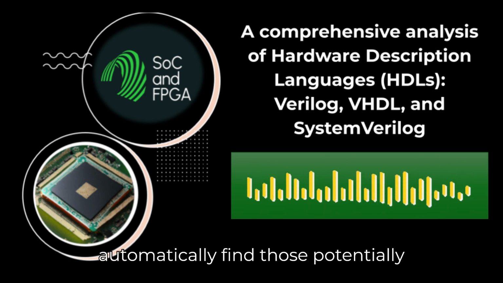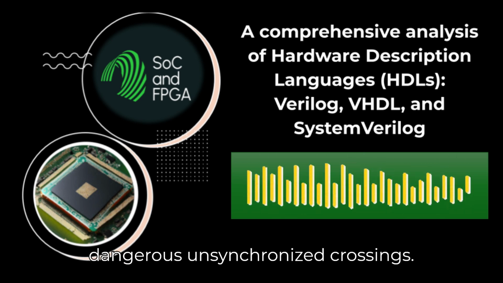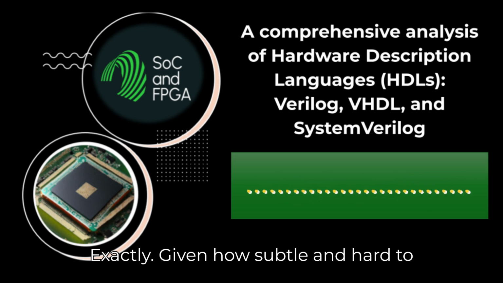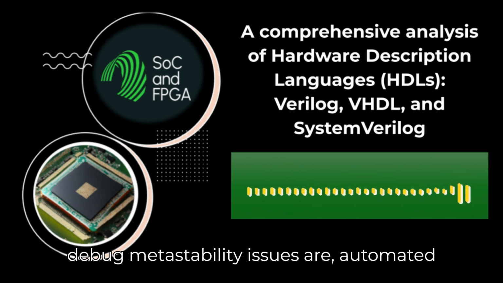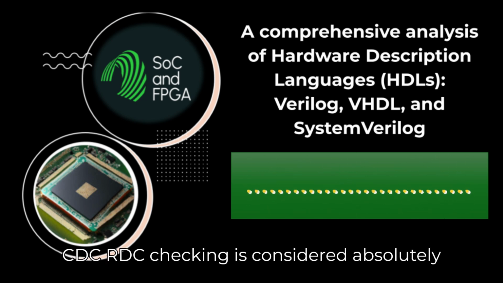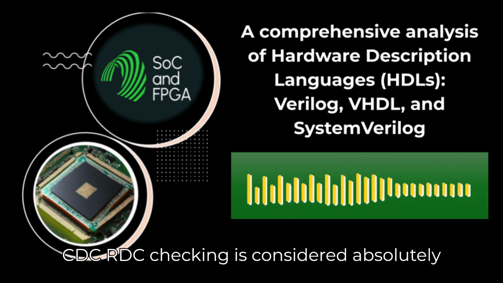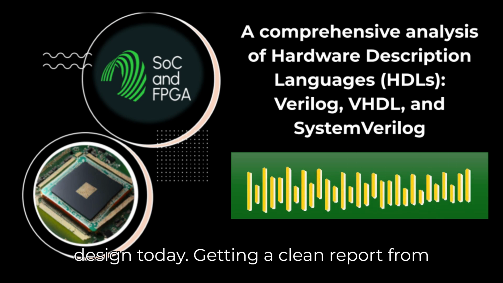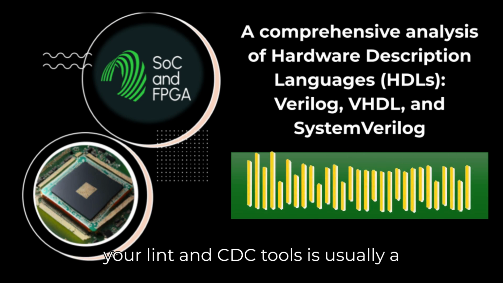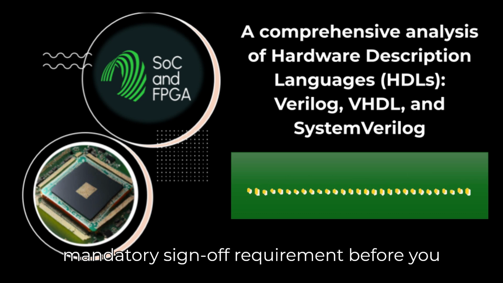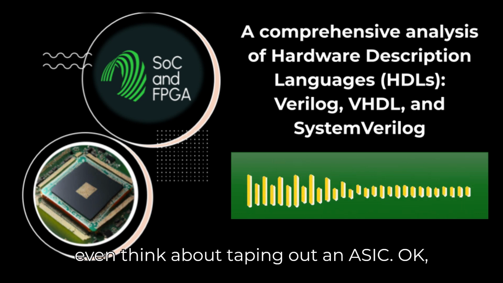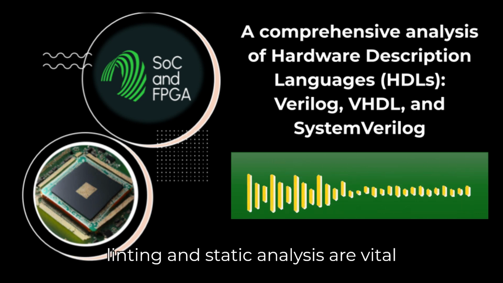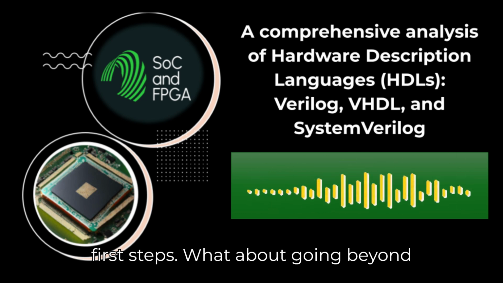Ah, so they automatically find those potentially dangerous unsynchronized crossings. Exactly. Given how subtle and hard to debug metastability issues are, automated CDC-RDC checking is considered absolutely essential for any non-trivial multi-clock design today. Getting a clean report from your lint and CDC tools is usually a mandatory sign-off requirement before you even think about taping out an ASIC. Okay, linting and static analysis are vital first steps. What about going beyond simulation?